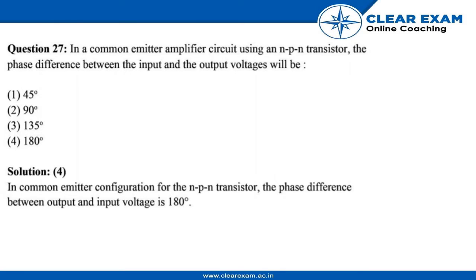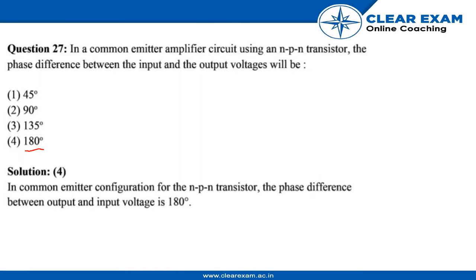Hello guys, today we will discuss question 27. The question is, in a common emitter amplifier circuit using an NPN transistor, the phase difference between the input and the output voltage will be. The options are first 45 degrees, second 90 degrees, third 135 degrees, and fourth 180 degrees.